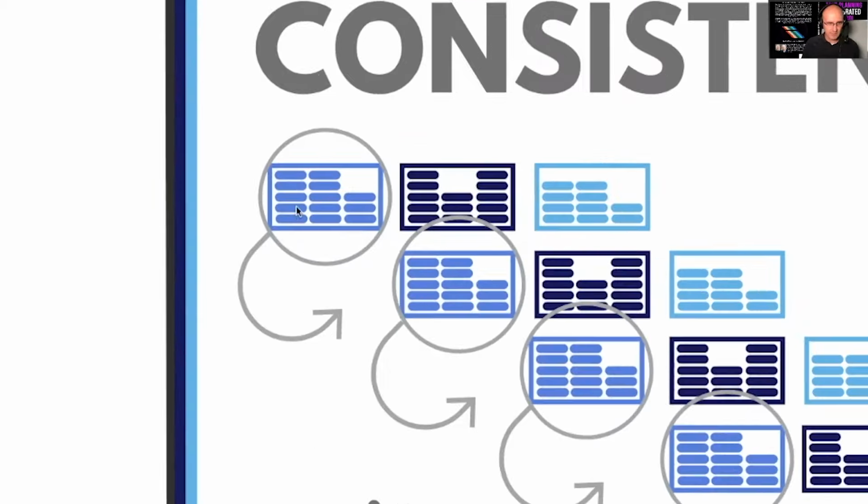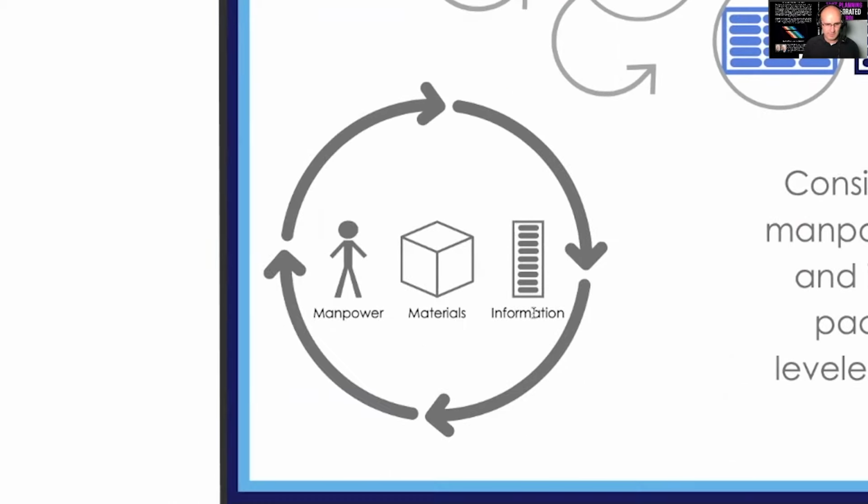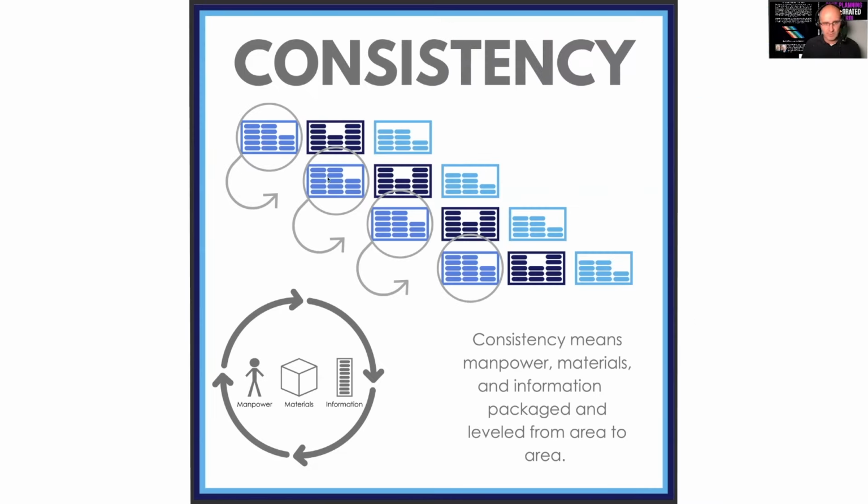And so this little graphic shows that these work packages, these work steps within, are the same at every Takt wagon instance from sequence to sequence. And that's for manpower, materials, and information, meaning that these three resources, because manpower is a resource, materials, information, these are all resources, are packaged with consistency from sequence to sequence. So that's really the definition of consistency.